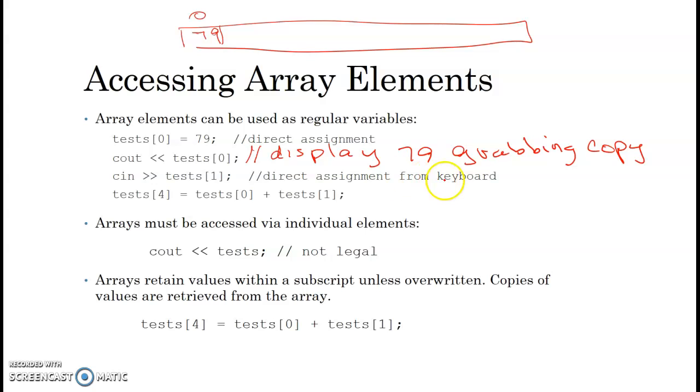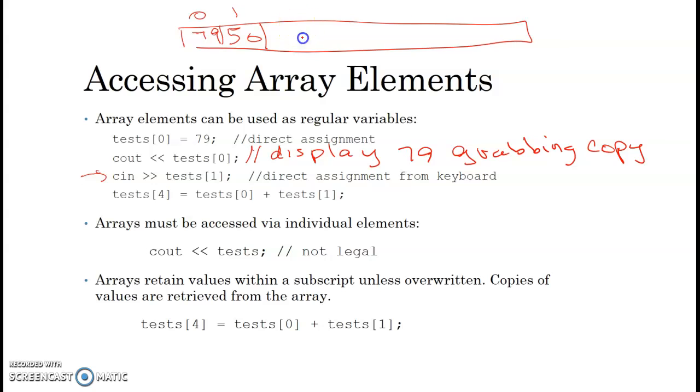I can do direct assignment from the keyboard, so I can do a cin statement here, and this would assign whatever the user enters into array location 1. So let's say the user enters 50. From the keyboard, it's going to assign 50 directly to the array at location 1.